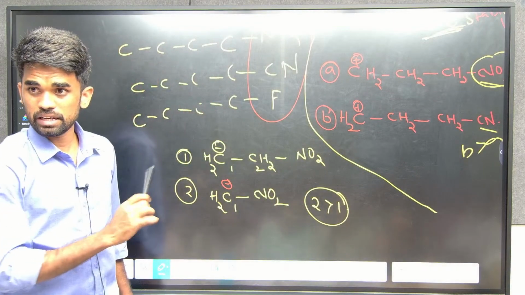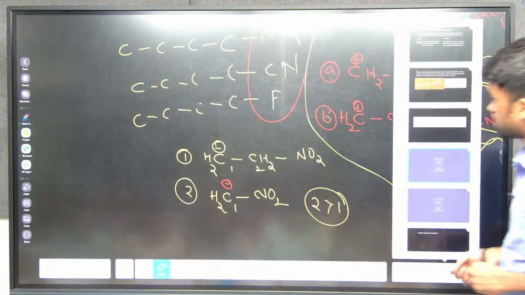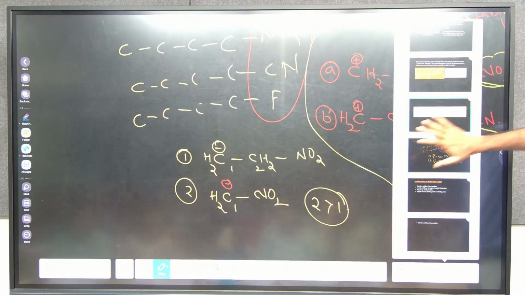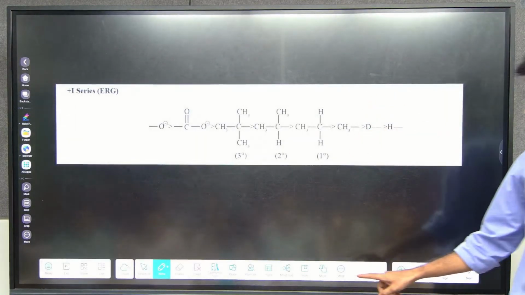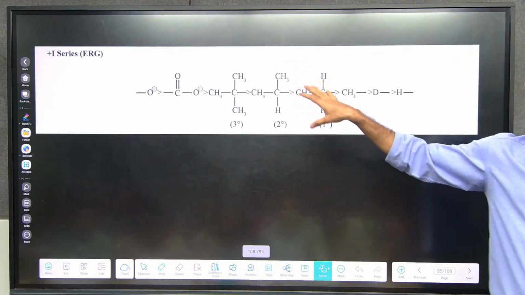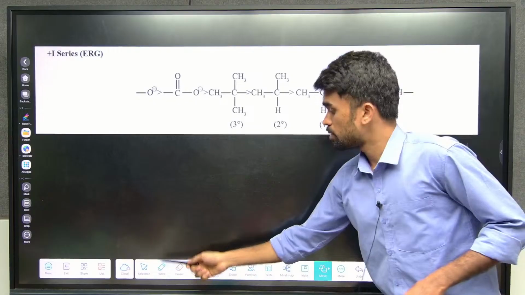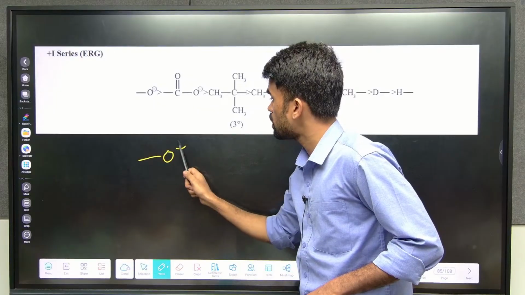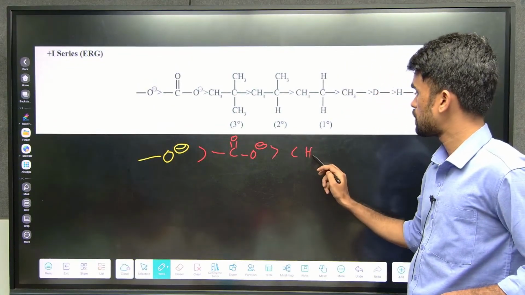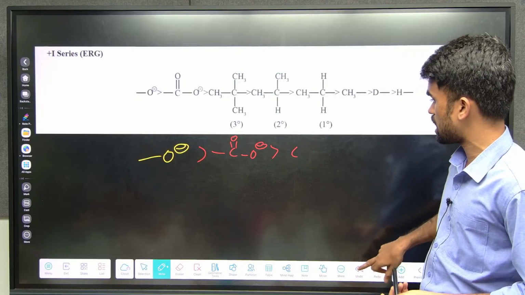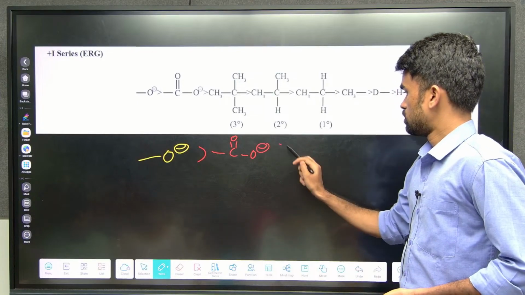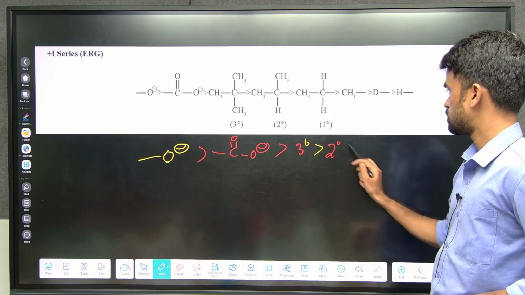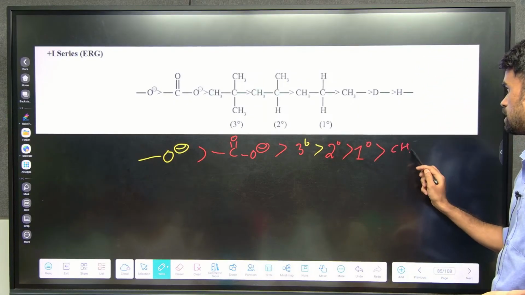Is this clear to everyone? Any confusions? No. Next. In the same way, we now have releasing groups. What are they? Plus I groups, or electron releasing groups. Here, the more the electron density, the more releasing the group, the more easily it releases. So O minus and carboxylate ion. Next the alkyl groups. Just remember this order: tertiary alkyl group, secondary, primary, and least, methyl.